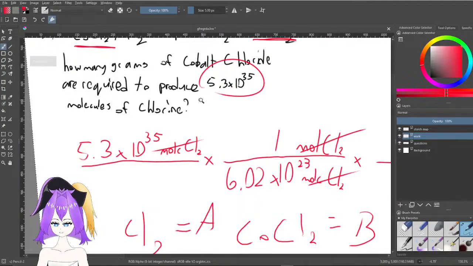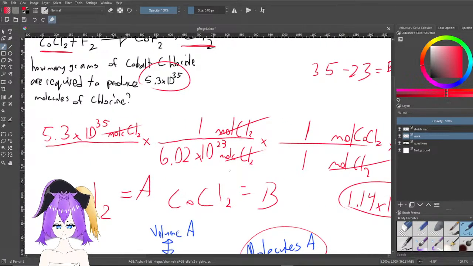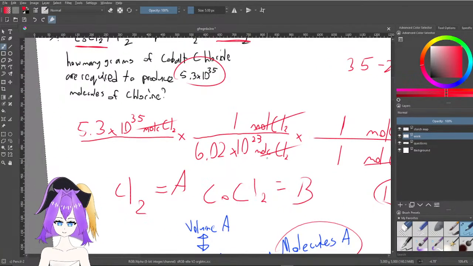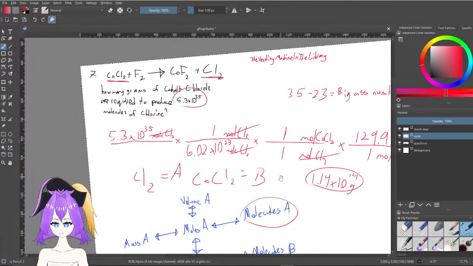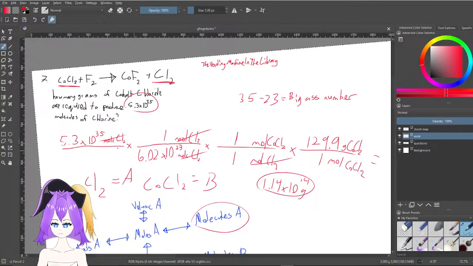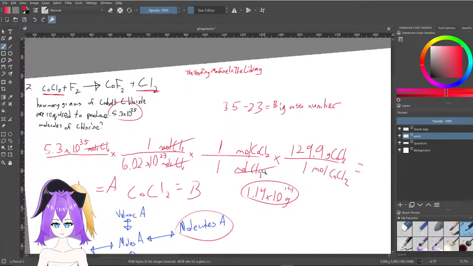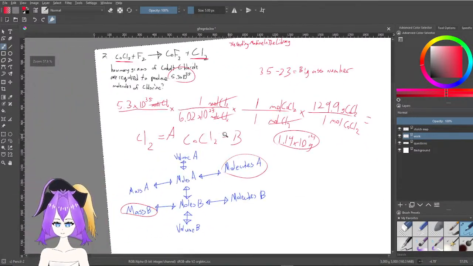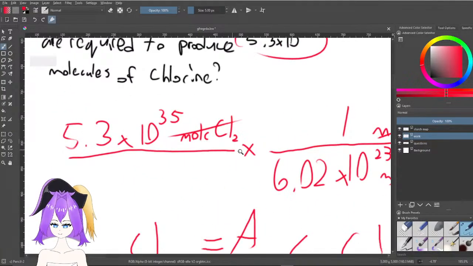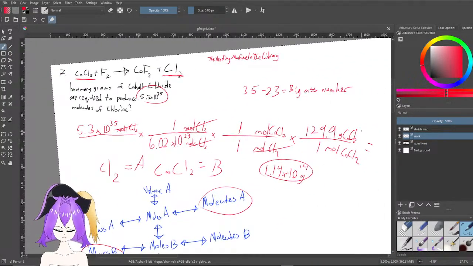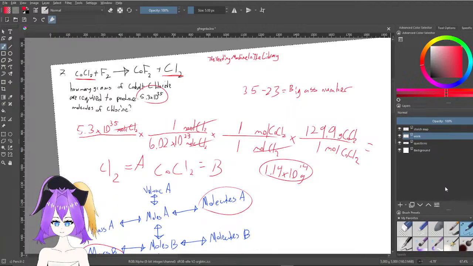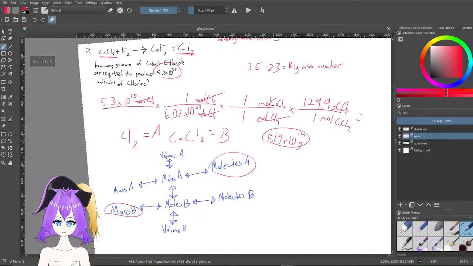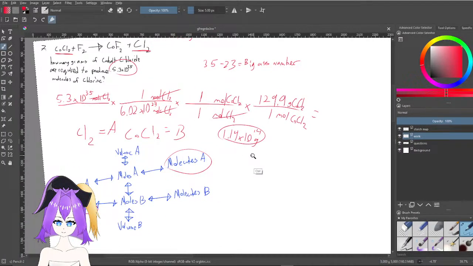So you have 5.3 times 10 to the 35th molecules of chlorine, and you're converting it to moles, right? So you just divide by how many molecules are in a mole. I do that division first, and then at the end here, since the mole ratio is 1 to 1, I don't need to do anything. I do multiply by 129 at the end. It's just like here and here, right? Yeah, so the answer I did get is 1.14 times 10 to the 14th grams.